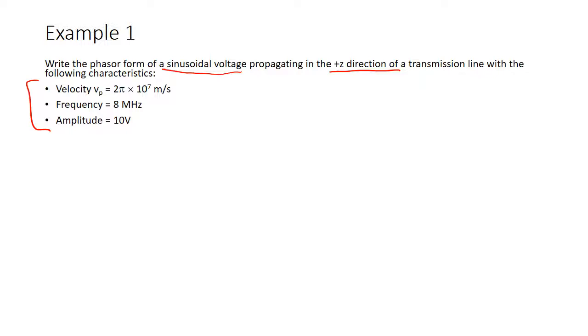The first thing that we want to find is the frequency in units of radians per second, which is omega, and that is defined as 2 pi times the frequency, which was given here. So we will write that as 2 pi times 8 times 10 to the 6 hertz. After that calculation, let's leave that as 16 pi times 10 to the 6 radians per second. Now the other coefficient that we need to find is beta.